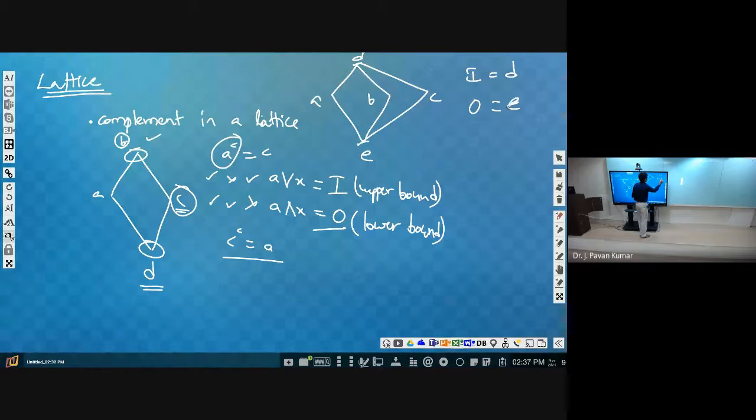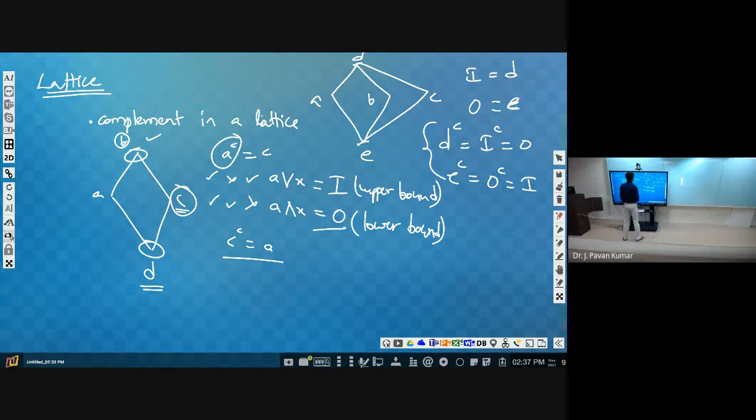Now, if you consider the complement of D, the complement of D is nothing but I complement, which is nothing but O. Similarly, the complement of E, that is E complement, is nothing but O complement, which is I. So the upper bound's complement will be the lower bound, and the lower bound's complement will be the upper bound in a lattice. That's for sure. For any lattice, it is true.